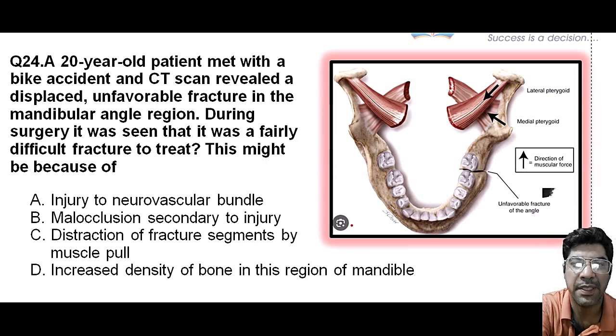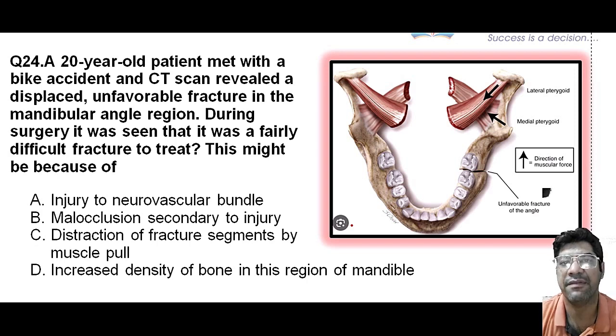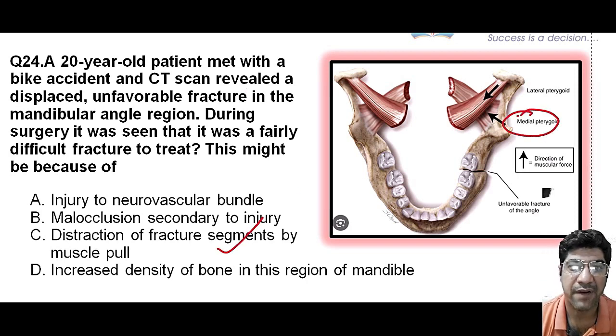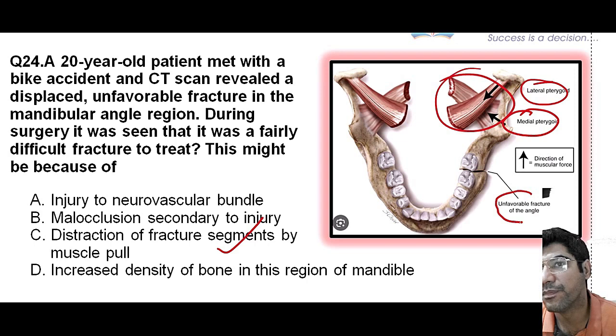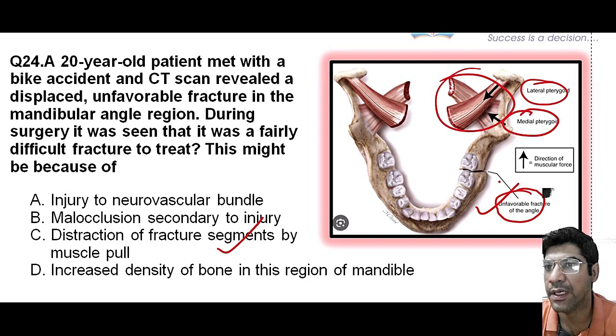A 20-year-old patient met with a bike accident and CT revealed a disc unfavorable fracture in the mandibular angle region. During surgery, it was seen that it was a fairly difficult fracture to treat. This might be because of distraction of the fragment segment by the muscle pull. So these are the muscles that will make it an unfavorable fracture.